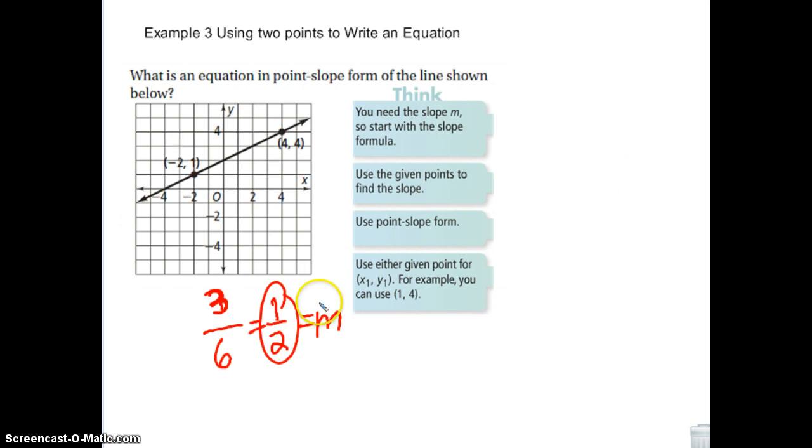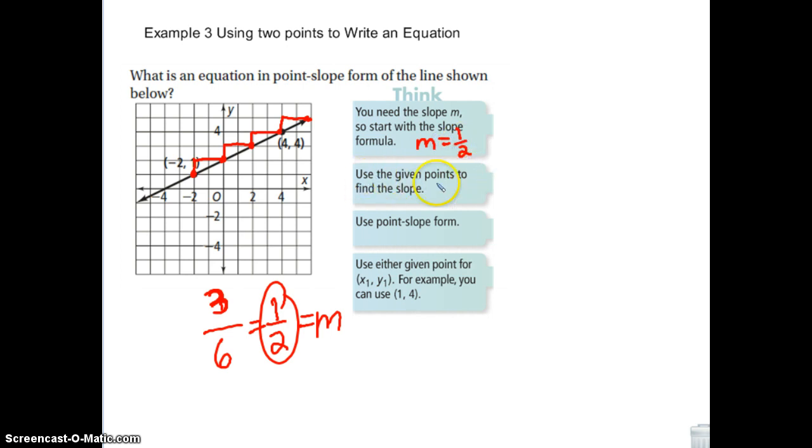Now, how do I know that 1 over 2 is correct? If I take this point right here and I go up 1 over 2, I should land back on the line, and I do. Up 1 over 2, land on the line. Up 1 over 2, land on the line. So I know that my slope is 1/2.